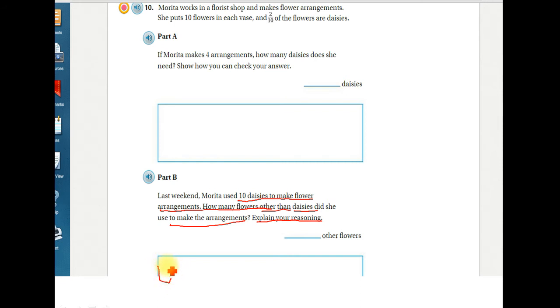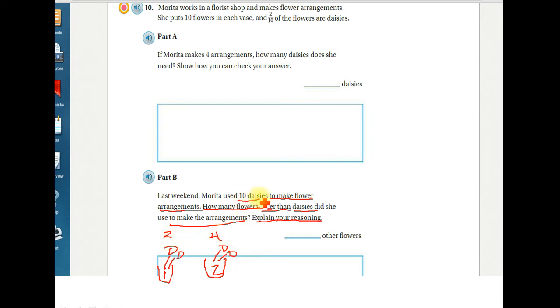If I have one arrangement, how many daisies are there going to be in one? We just did it in part A. Yeah, 2. So there's one arrangement, that's 2 daisies. But I need to use 10 daisies, so I'm going to make another arrangement, because remember, I can only have 2 daisies per arrangement. So I make my second arrangement, and again, it's going to have 2 daisies. It's going to be now 4 daisies.